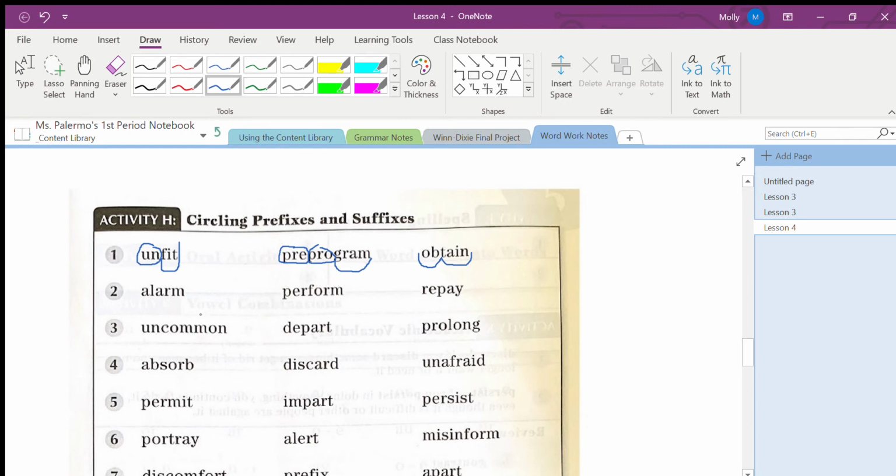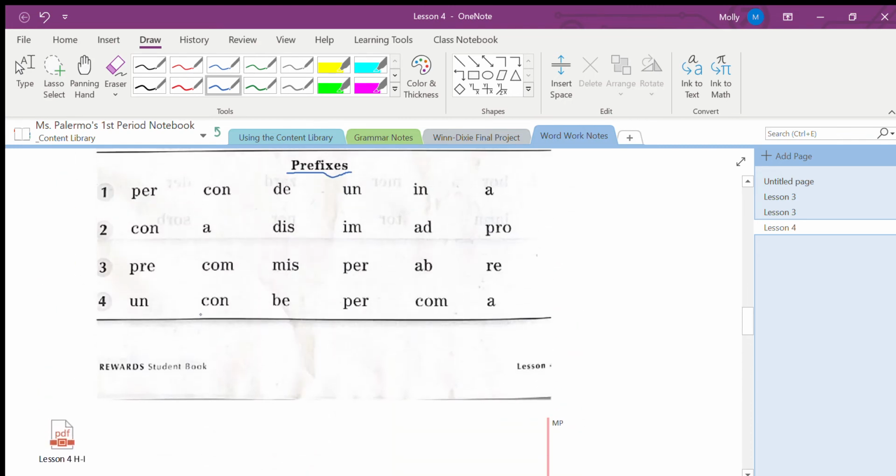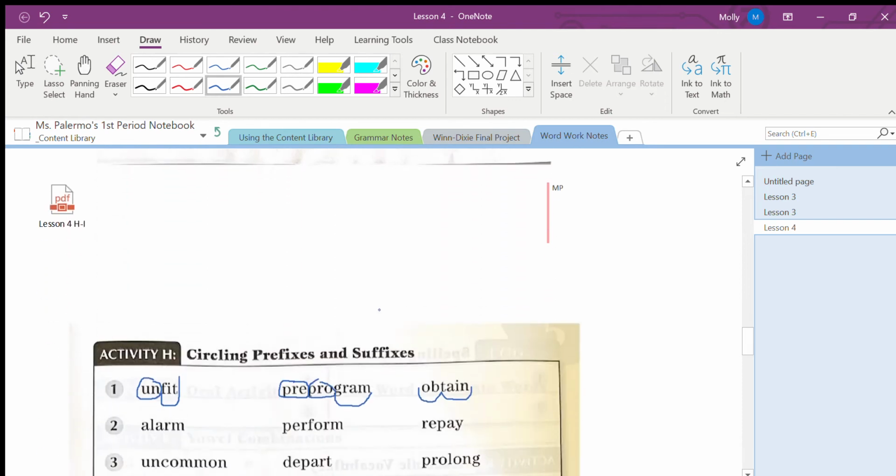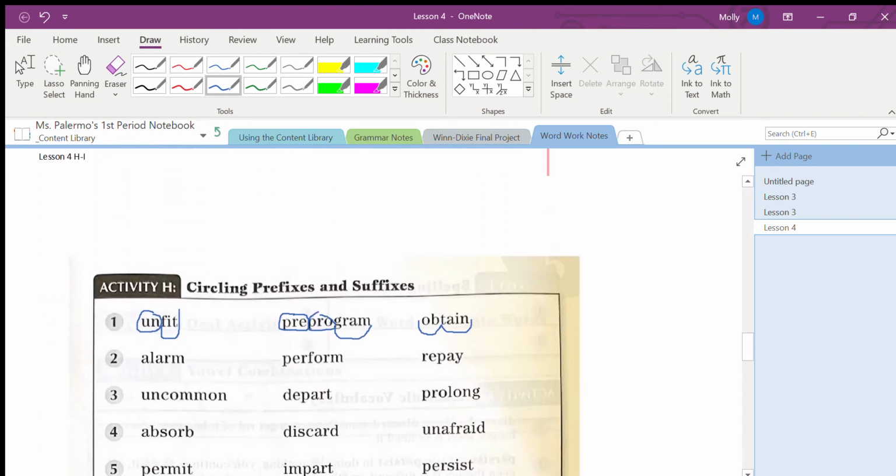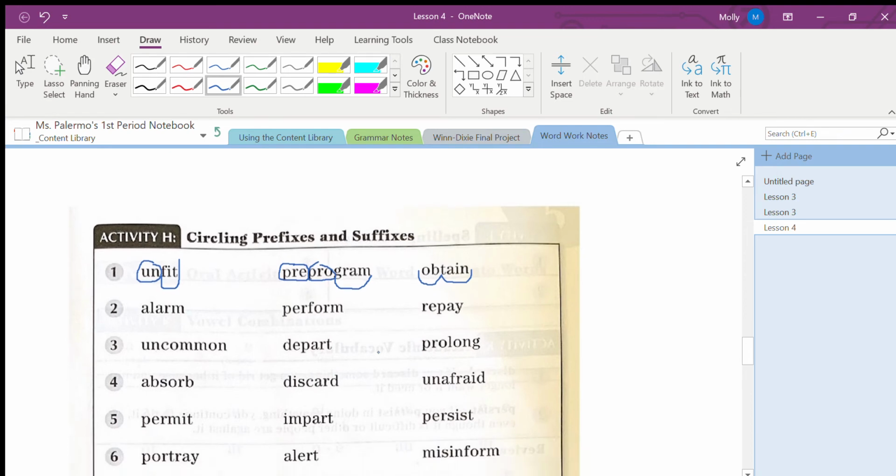Okay, everybody, I want you to go through this list and circle the prefixes, half circle the word parts, and read each word as you go. You can pause the video now and do this, or you can go on to the next part with me and then come back to Activity H. But either way, I have to see every single word marked up here. So pause now if you need to.